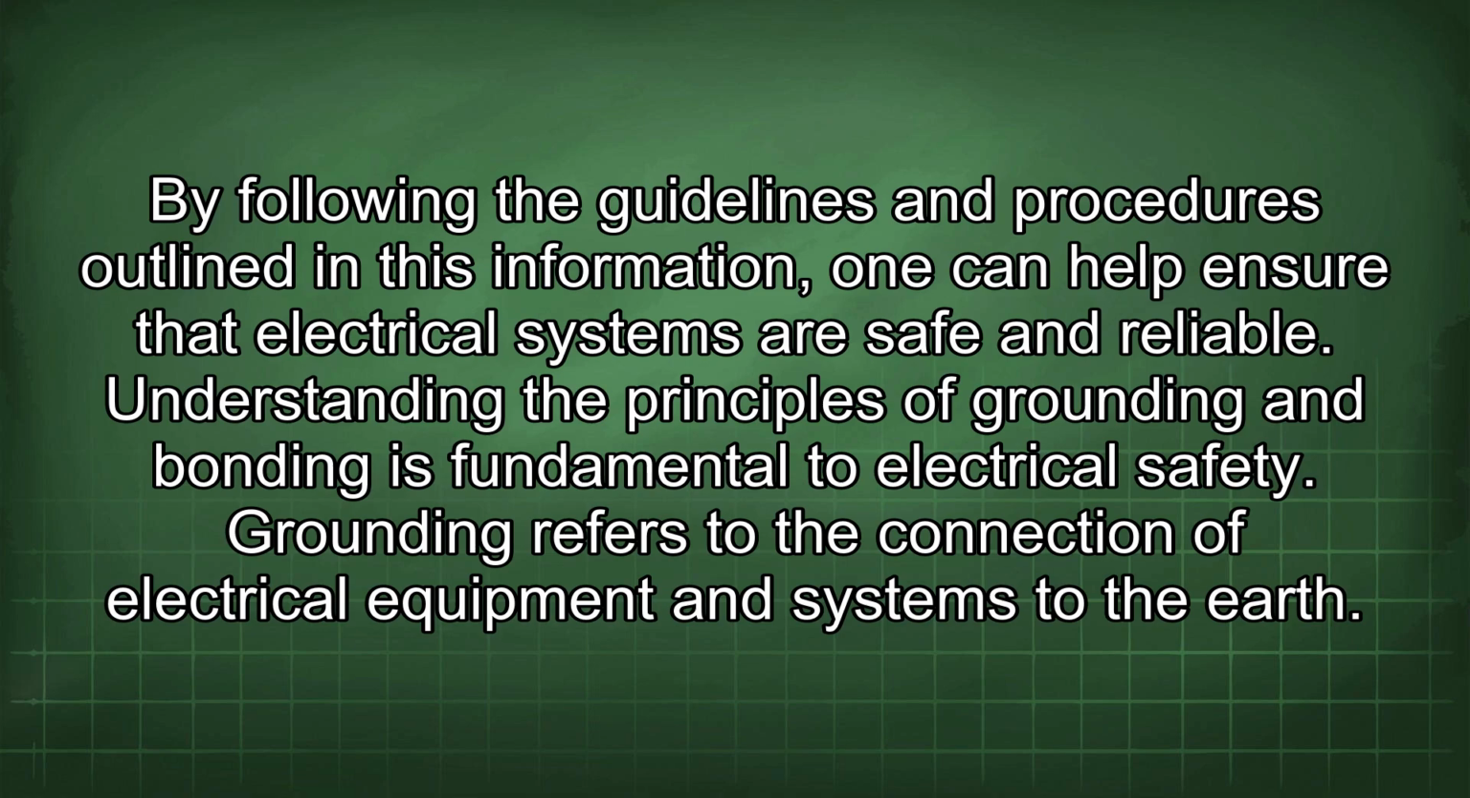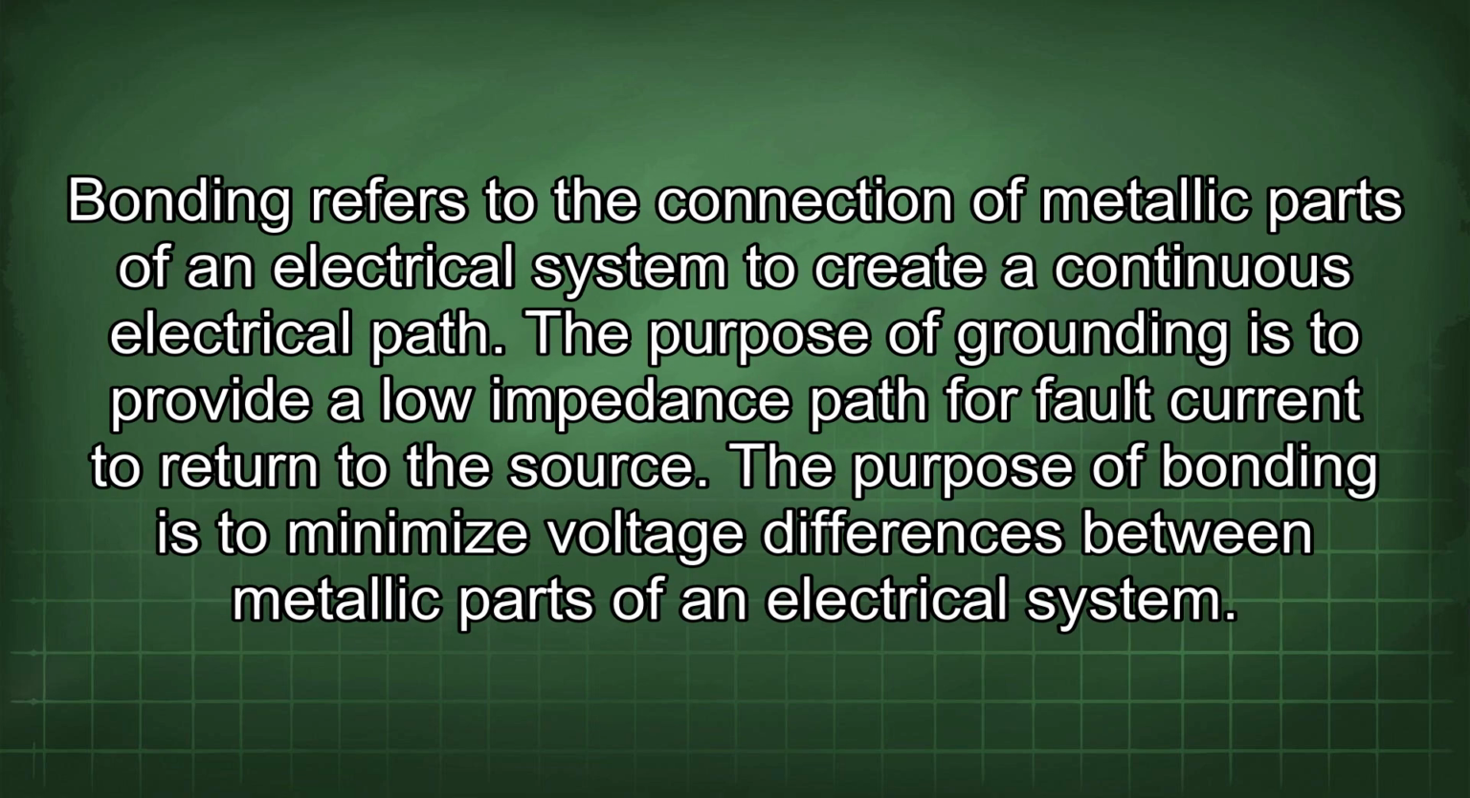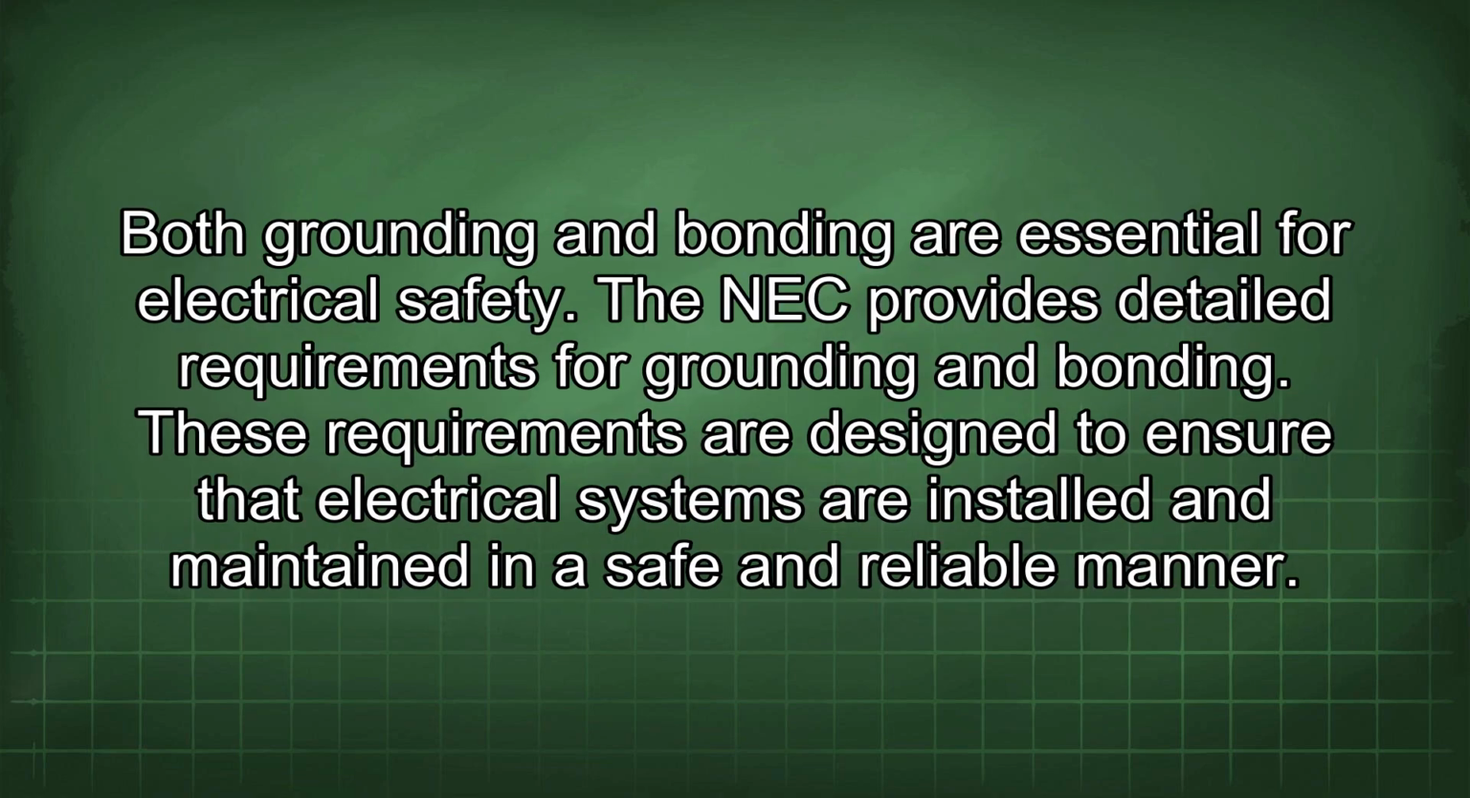Understanding the principles of grounding and bonding is fundamental to electrical safety. Grounding refers to the connection of electrical equipment and systems to the earth. Bonding refers to the connection of metallic parts of an electrical system to create a continuous electrical path. The purpose of grounding is to provide a low impedance path for fault current to return to the source. The purpose of bonding is to minimize voltage differences between metallic parts of an electrical system. Both grounding and bonding are essential for electrical safety.